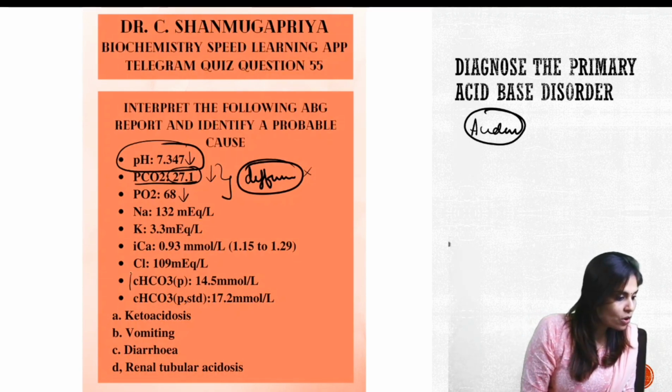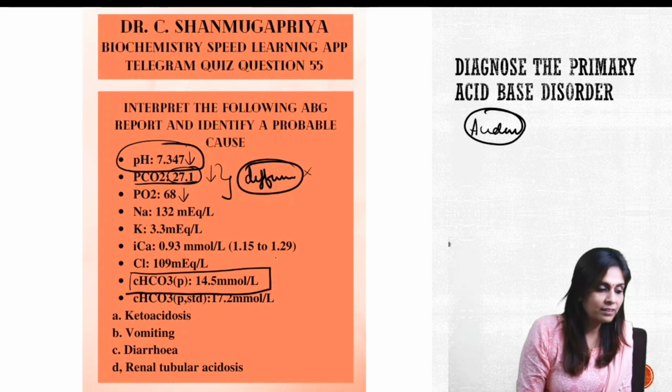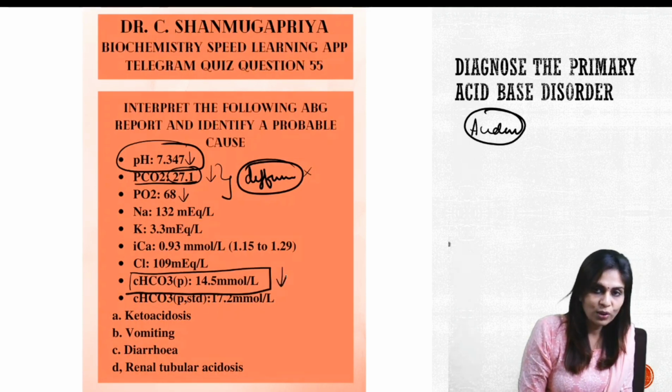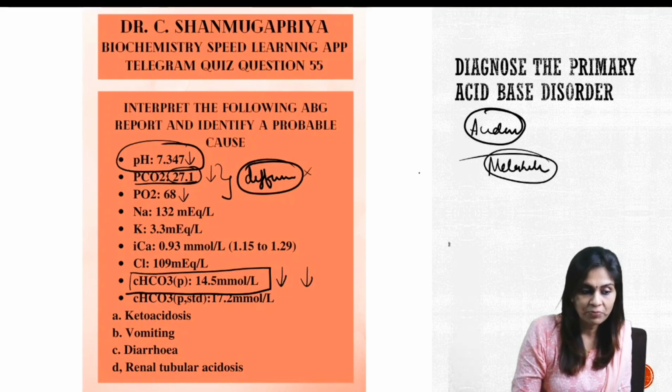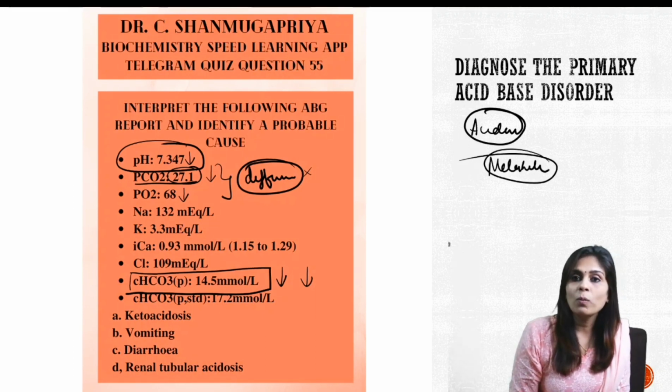So we know the normal bicarbonate value is 21 to 27 millimoles per liter. Here the value is low. So there is a reduction in the buffer concentration that has caused acidosis, which means it's a case of metabolic acidosis. So we are done with step number 1 of this algorithm. We have identified the primary acid-base disorder.